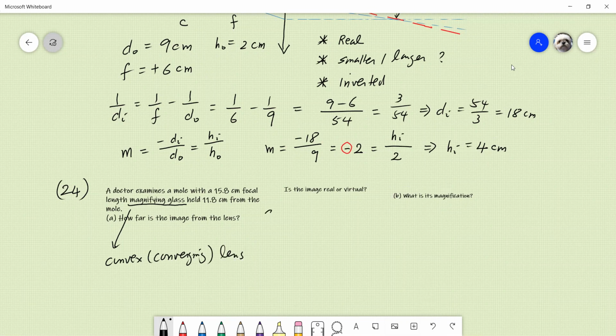Now I'm going to list all the givens. You have to make sure you interpret the givens correctly. Don't interpret them wrong, or everything will be wrong. So F is what?